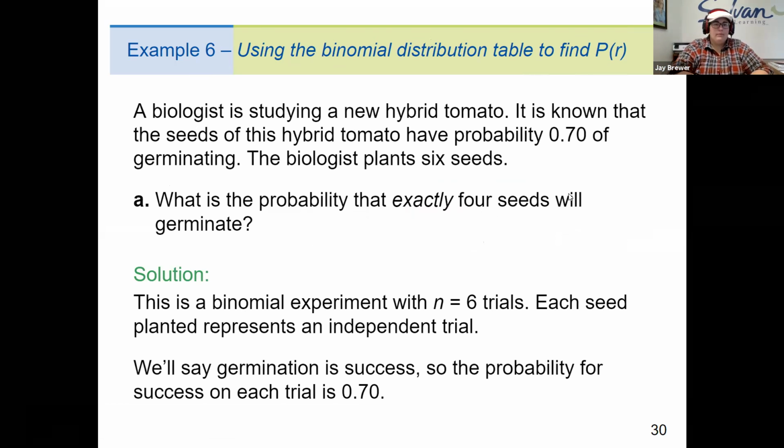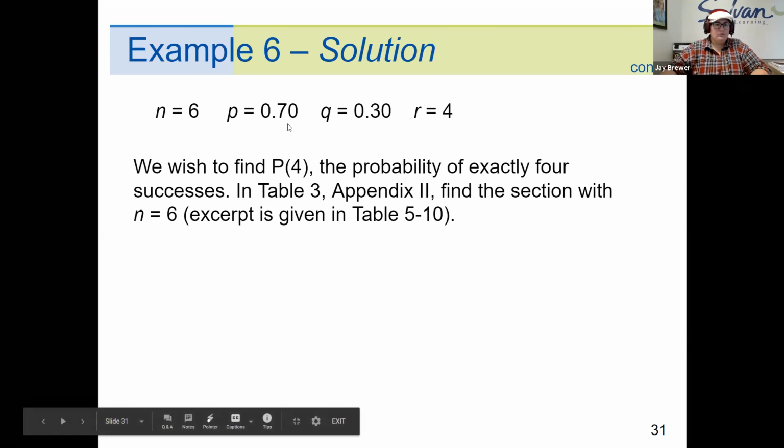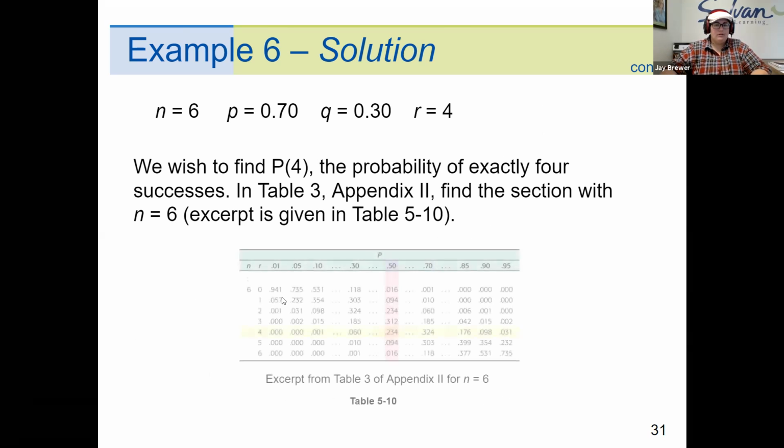Okay. A biologist is studying a new hybrid tomato. It is known that the seeds of this hybrid tomato have the probability of 0.70 of germinating. The biologist plants 6 seeds. What is the probability that exactly 4 seeds will germinate? Okay, so we have 6 trials. The success rate is 0.70, which means our Q will be 0.30. We plug everything in. They're using the table.